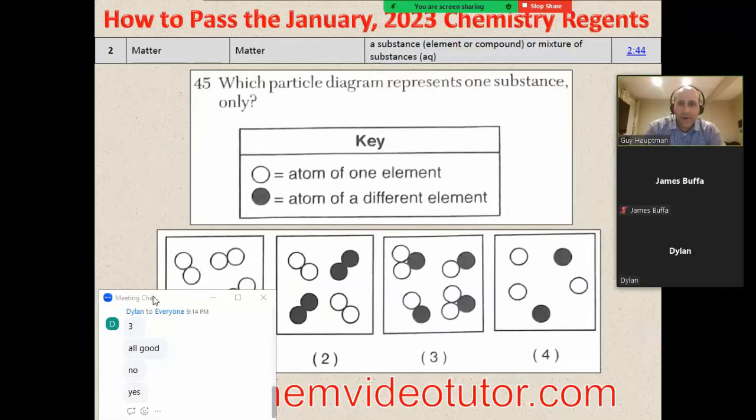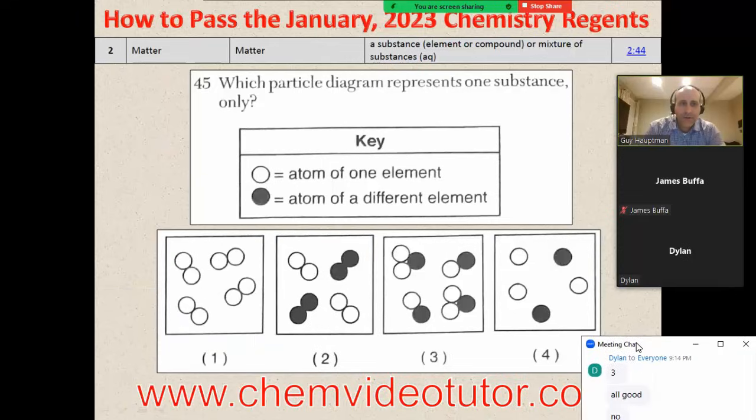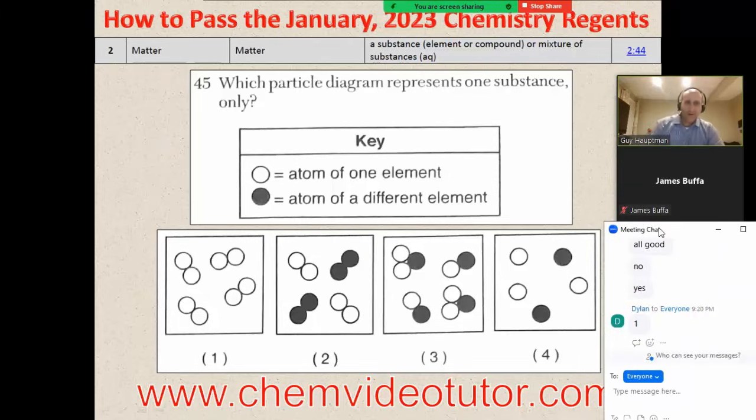And there was a third question, there it is. Here, oh, particle diagrams. This is also on the January 2023 Regents. So which particle diagram represents one substance only? Yeah, Dylan says one. And one it is, right? That is 4 molecules of the same diatomic element. That is one substance. Choice 2 would be a mixture of diatomic elements. Choice 3 would be a mixture of compounds because we have 2 different compounds. Notice the ratio. And 4 would be a mixture of elements. All right, guys. So that is it for way 2.